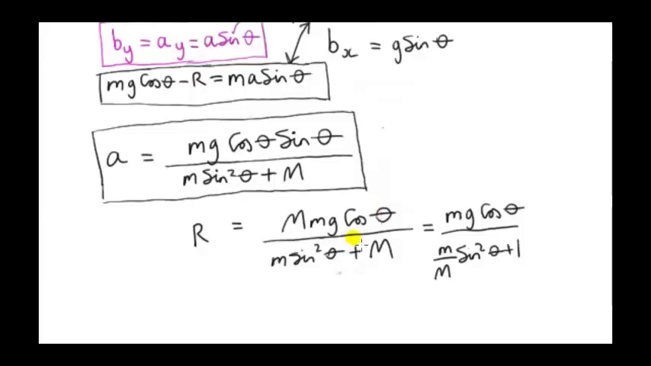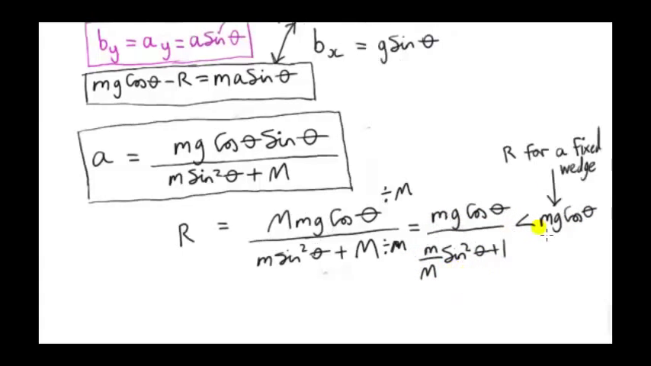Now we can write this a slightly different way. If I divide above and below by big M, we get this thing here. Notice that this thing here is less than mg cos theta, because we're taking mg cos theta and dividing it by something that's bigger than 1. But remember that mg cos theta is R for a fixed wedge.